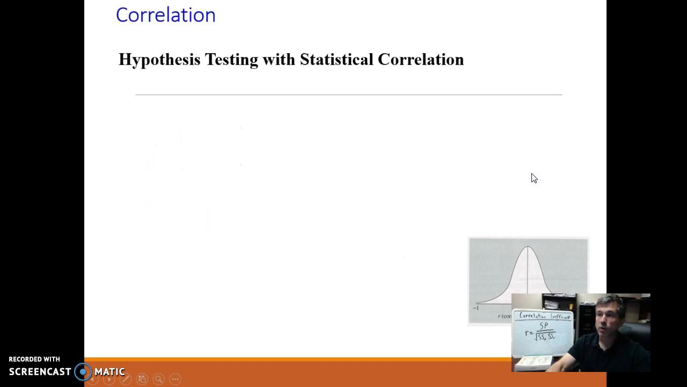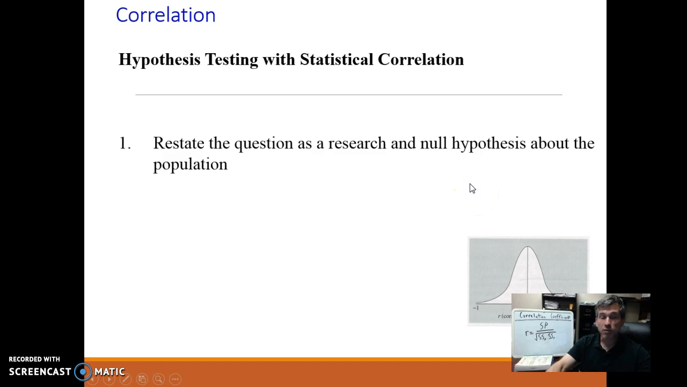So first things first, again, hypothesis testing with statistical correlation. First, you're going to use the same 5-step model we've been using for the last several modules. You should be seeing that thing in your sleep if you're keeping up with this material. So we have the same 5 steps, but just like in a lot of other situations, we're going to do slightly different things at some of these steps.